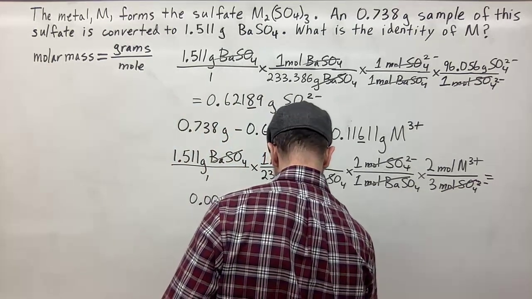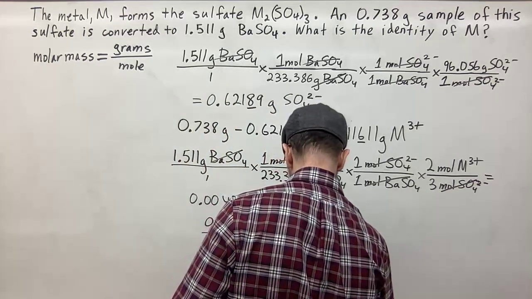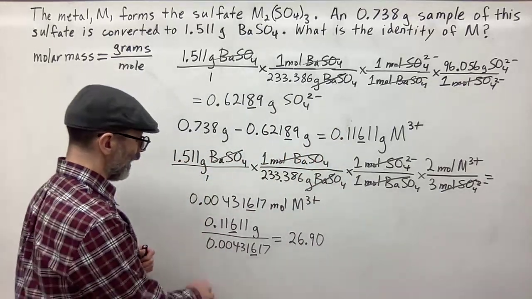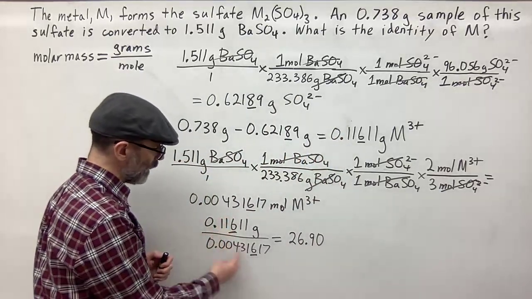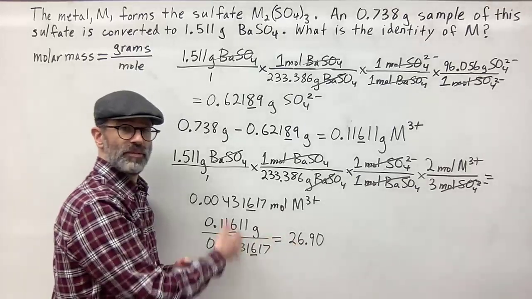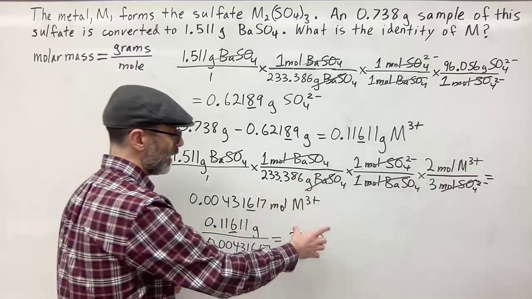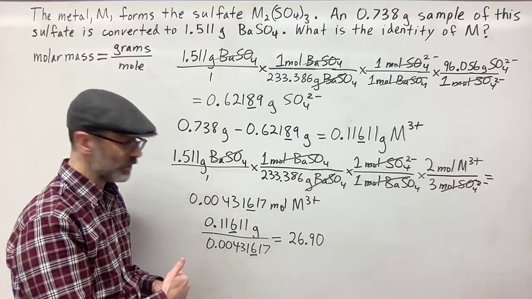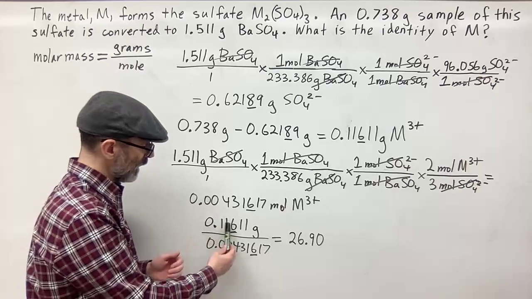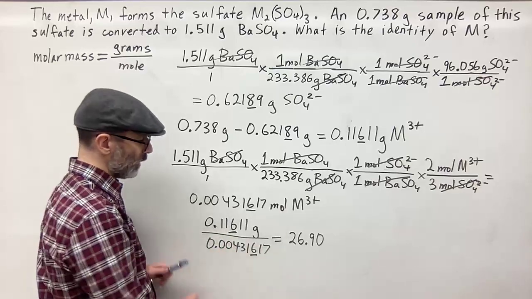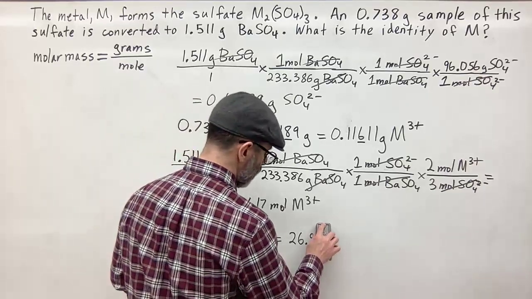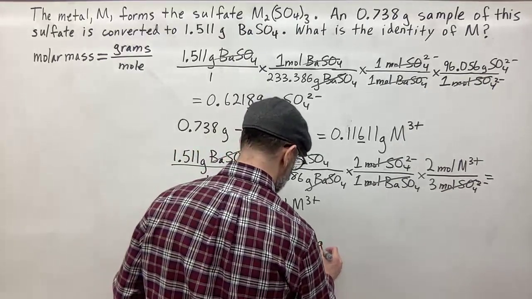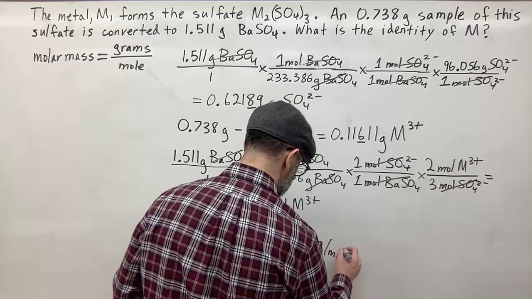26.90. And so since I have 3 sig figs here and 4 here, since I'm dividing, the rule is that my answer should have the same number of sig figs as the least number of sig figs in my measurements. This has 3, this has 4, so I should keep 3. So I'm going to get rid of that. And this is 26.9 grams per mole.